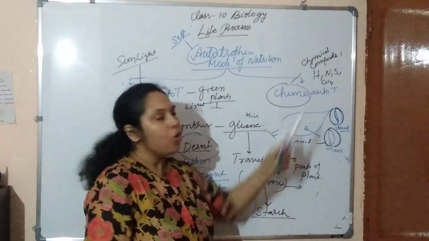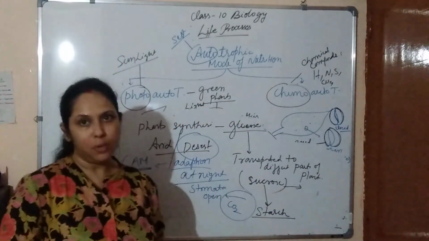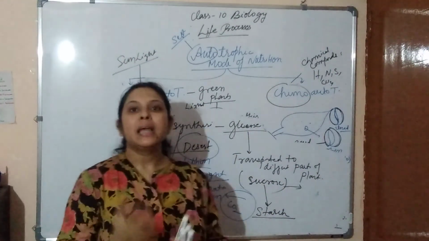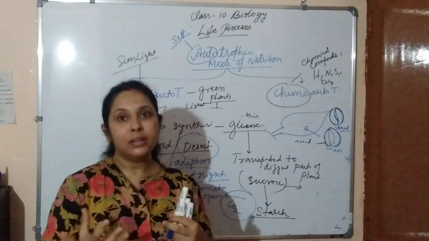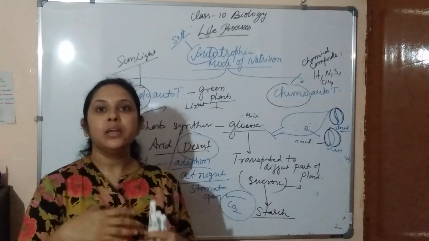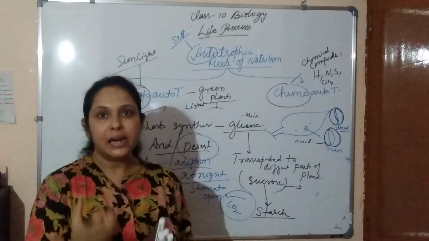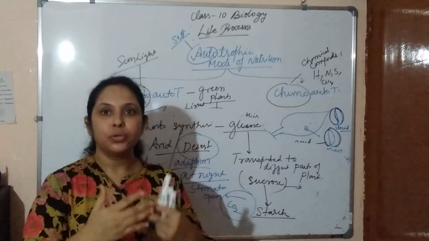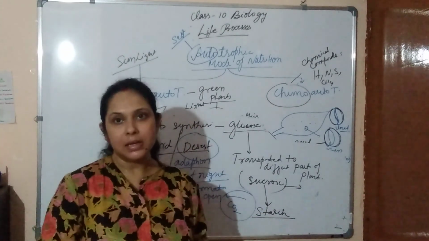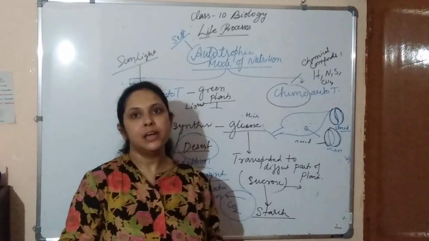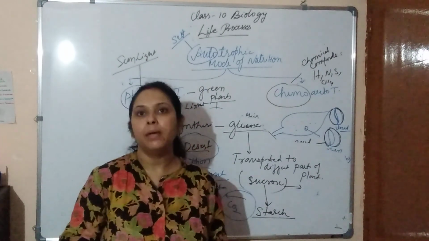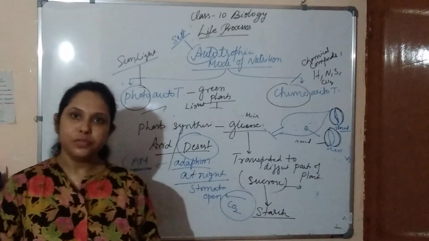Same as in the chemoautotrophs, what do the chemoautotrophs do? They use chemical compounds, and with the help of reactions, they utilize the energy that is released due to the breakdown of the chemicals, and then they synthesize their food. So this is all about the autotrophic mode of nutrition.